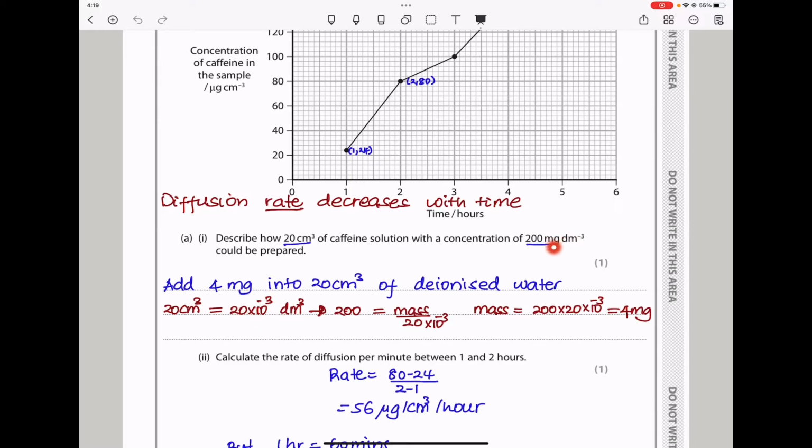Remember, this is milligram per decimeter cubed. So using mass concentration is equal to mass divided by volume. So the 200 is going to be mass divided by the volume, which is this one here, 20 times 10 to the power negative 3. So making mass the subject is going to be that times that, which is what I showed here, and my answer was 4 milligrams. So we're going to dissolve 4 milligrams of the caffeine sample into 20 centimeters cubed. So my answer was add 4 milligrams into 20 centimeters cubed of the deionized water to create the solution.